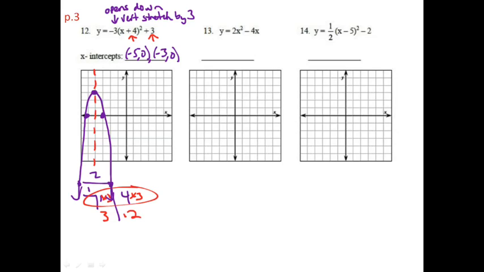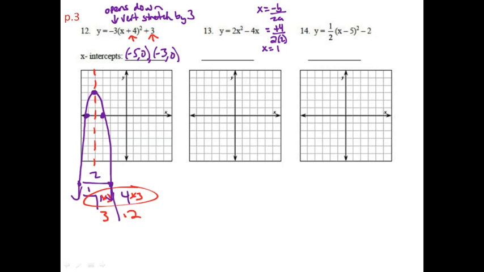For number 13, we have y equals 2x squared minus 4x. So again, we're going to get some more practice using our little formula for axis of symmetry, where x equals -b over 2a. So that means we have our negative b value of -4, so positive 4 over 2 times our a value of 2. That becomes 4 over 4, which is simply 1.